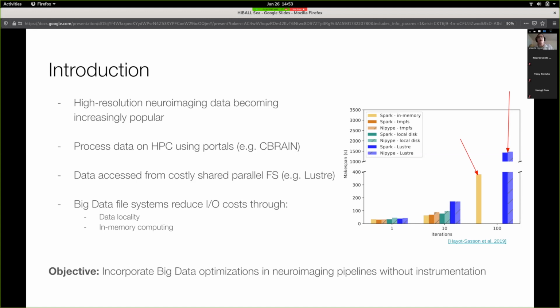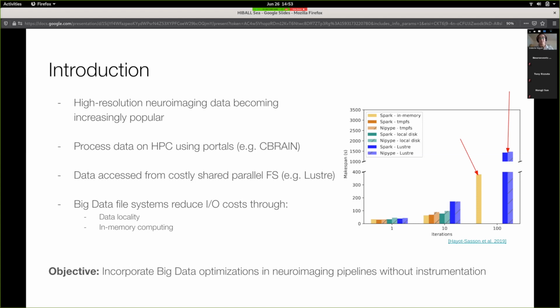Now, big data file systems, what they've done is they've tried to reduce the IO cost by not using a shared parallel file system. So what they do is they use data locality. That means that when you process your data, it is located on the compute node where you're processing it, and they also try to maintain it in memory. So instead of using an SSD or an HDD, they'll have your data in RAM, which will give you optimal performance.